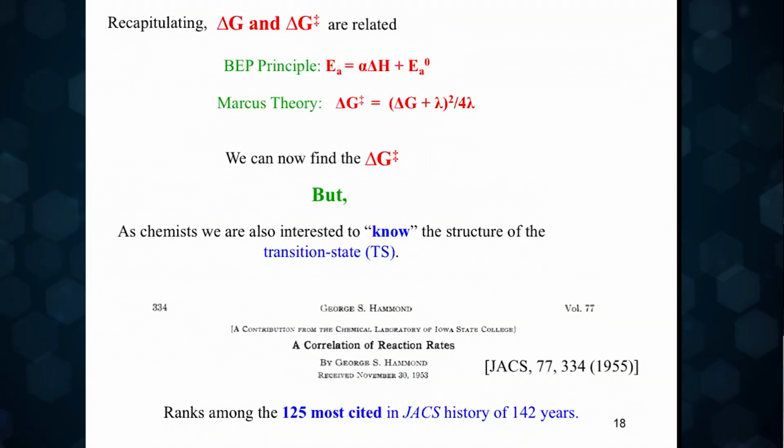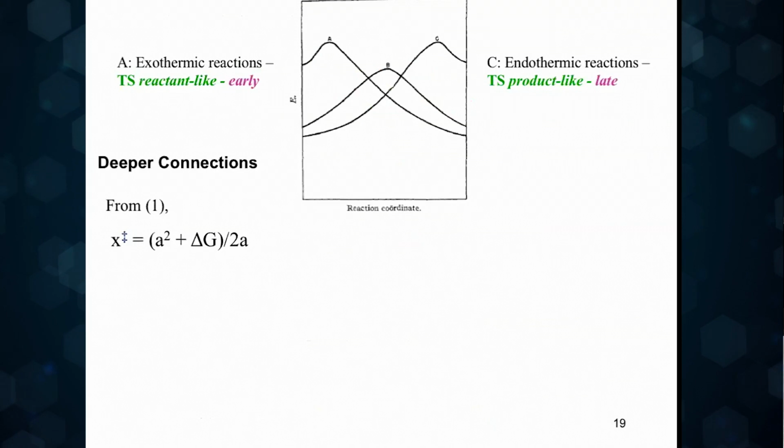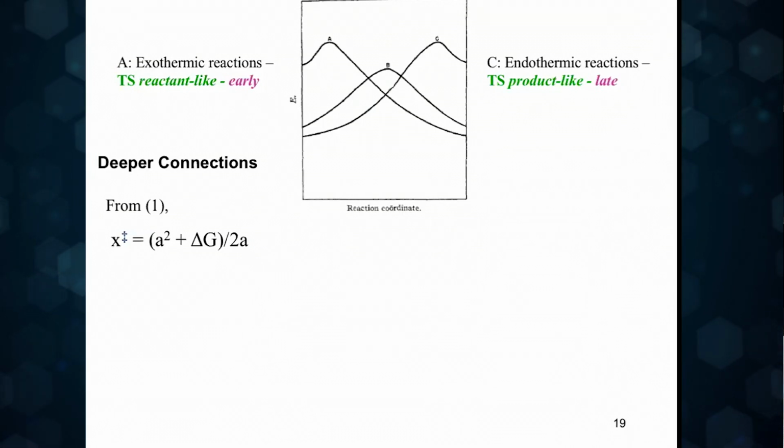And in this context, one very important contribution was made by Hammond in 1955. In fact, this is a wonderful title of the paper in the Journal of the American Chemical Society: a correlation of reaction rates. This article of Hammond remains one of the most cited papers in the history of JACS. JACS is now 142 years old, and this remains one of the top 100 cited papers in its history. And why is it so much cited? Because it tells you a very simple thing, and something which is very intuitive. It not only tells you about the energies of the transition state, it also tells you about the structure of the transition state.